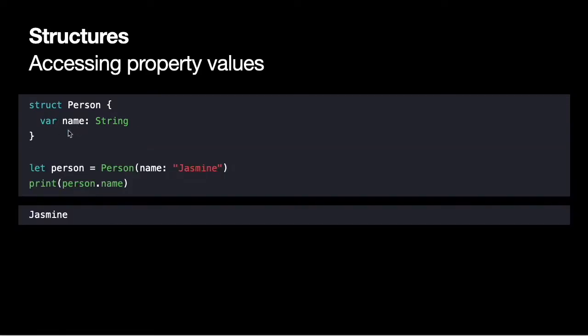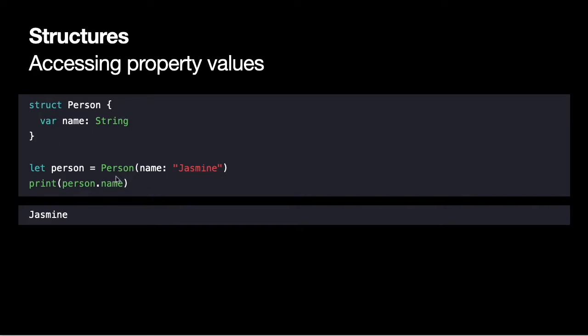Here we have a structure with one property. The structure name is upper camel case, which is normal, and property names are lower camel case, which is normal. We did not specify an initializer. However, by default, Swift creates an initializer. It's called a member-wise initializer, where it includes as parameters every property in the structure and lets us initialize one without creating an initializer ourselves.